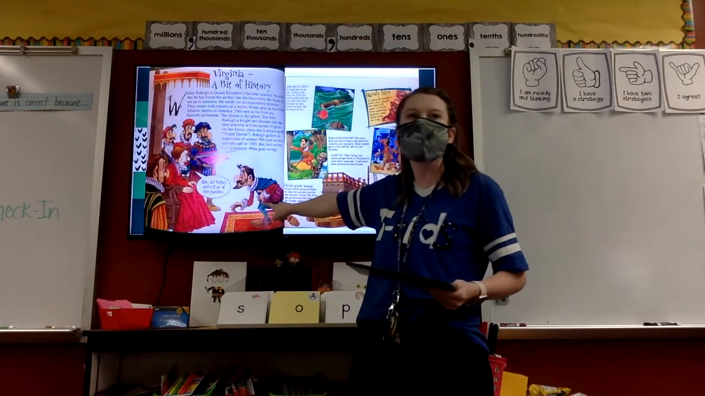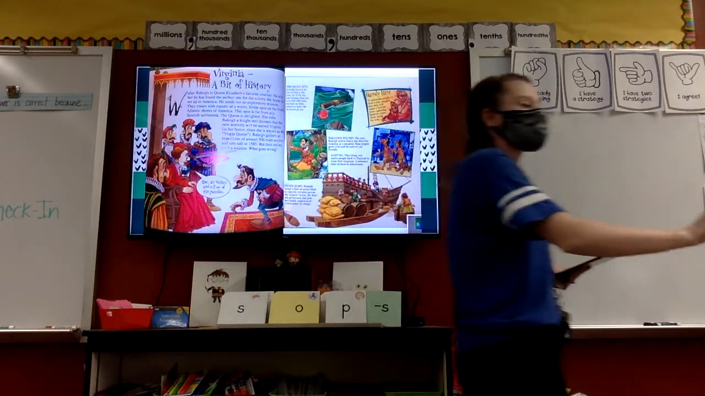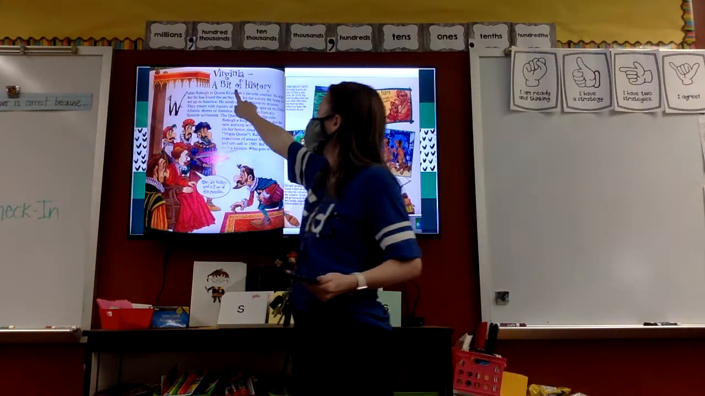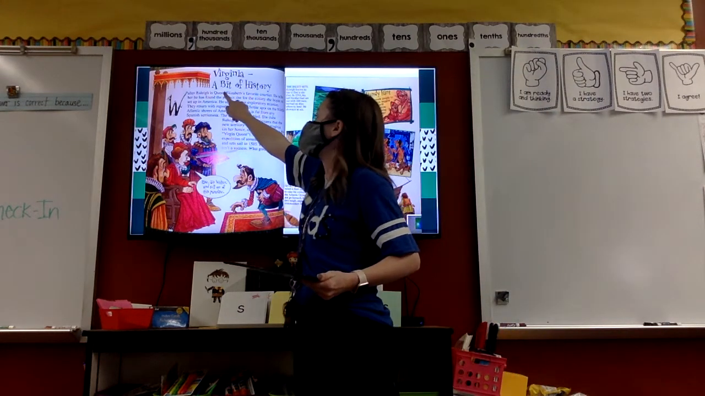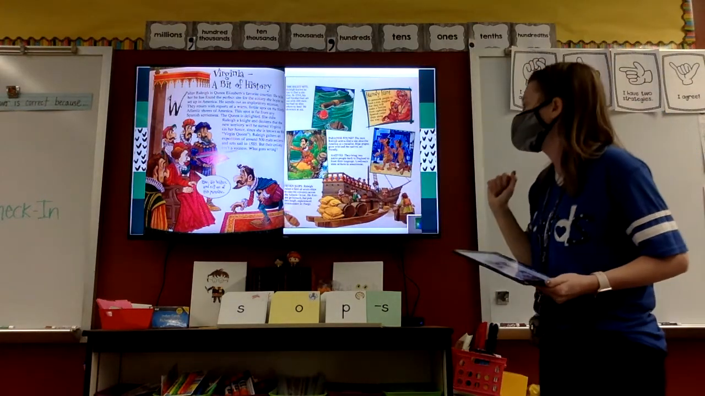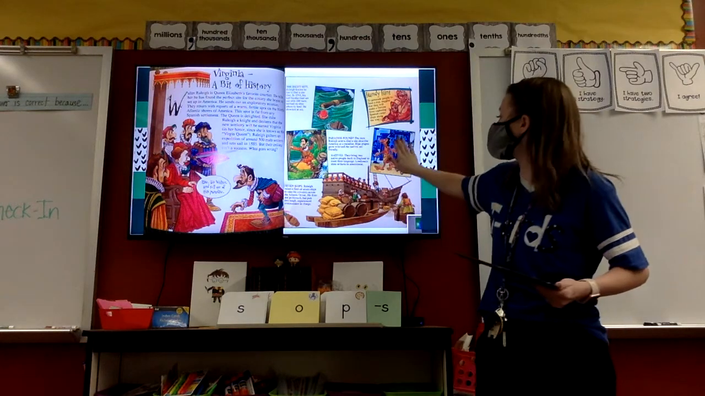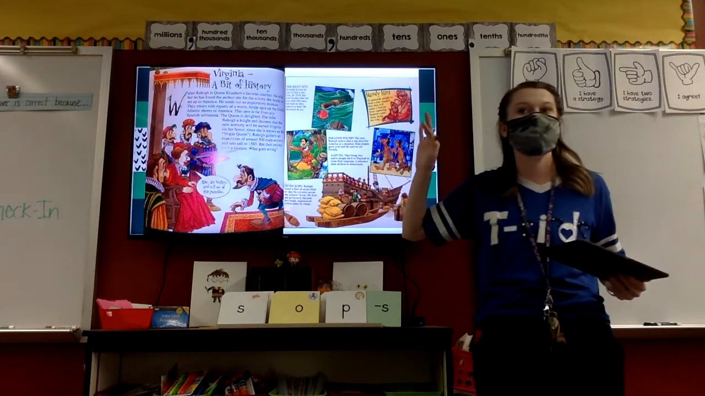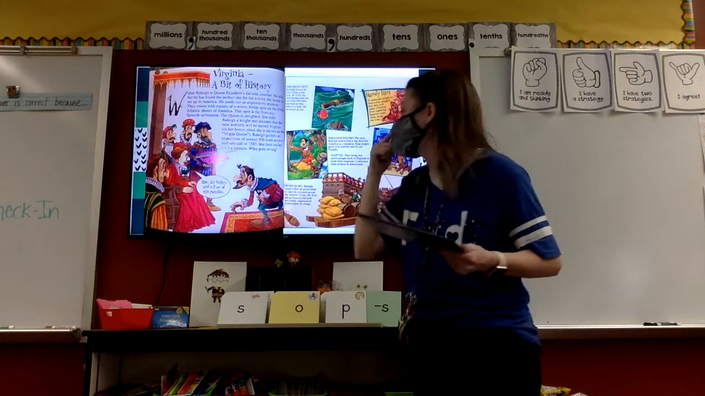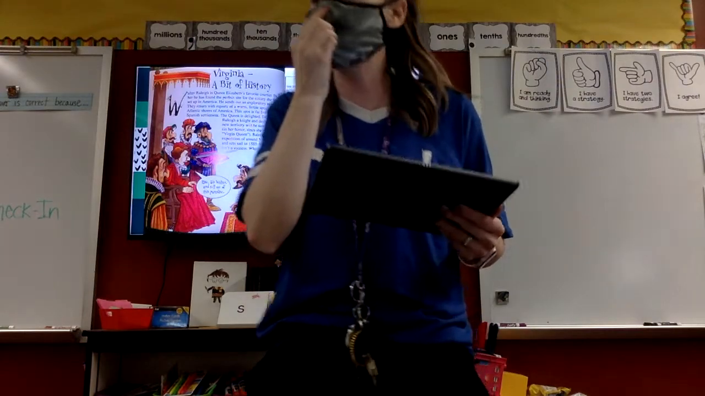Illustrations. Are these real life pictures or did someone draw them? So I see illustrations. What else do I see? I see a title. It says Virginia, a Bit of History. What else do I see? What do we call all of these? Not the picture, the words out beside them. Captions, and some of them are also what we call fact boxes. Okay, so those are my text features that I see.